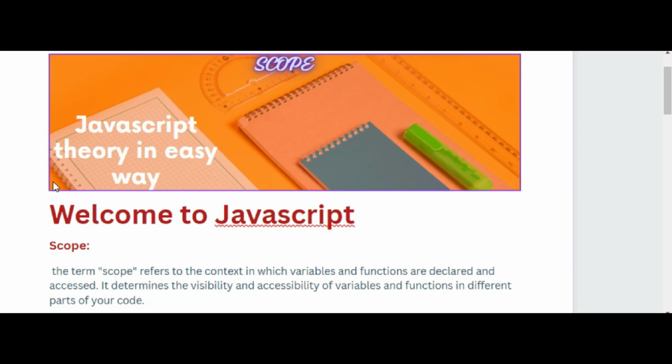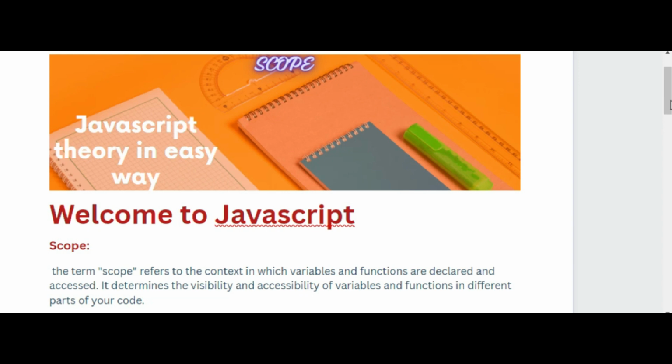So guys, I'm going to explain to you all about scope, right? In JavaScript, there is a term scope, which refers to the context in which variables and functions are declared and accessed. It determines the visibility and accessibility of variables and functions in different parts of your code, right?